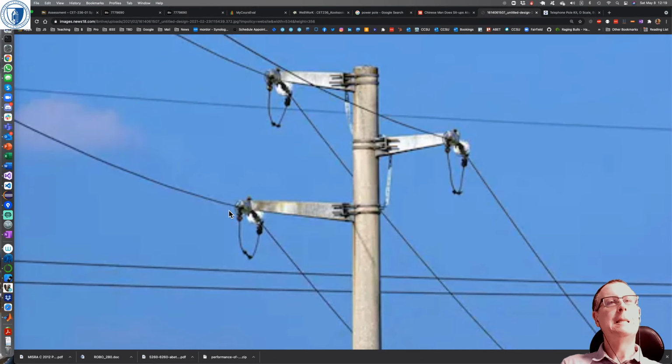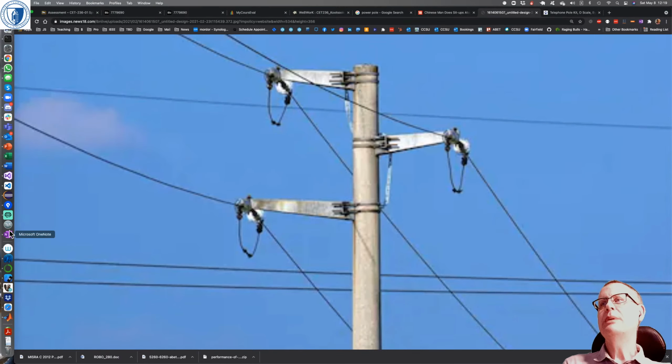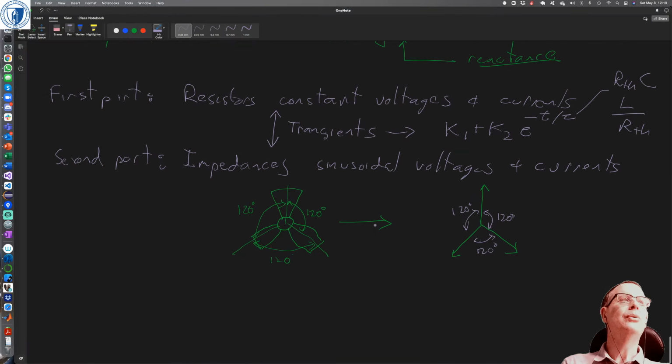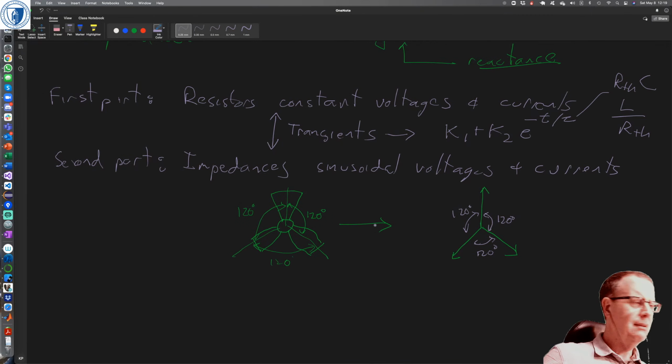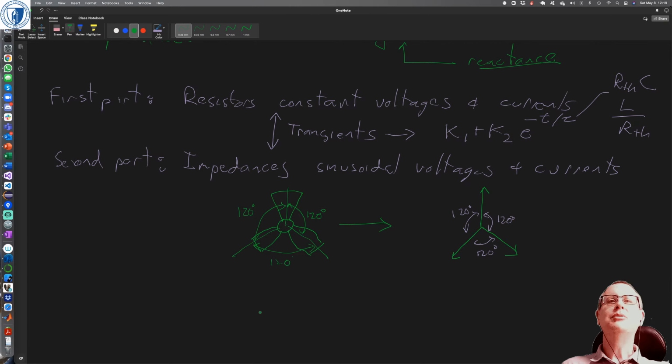Now, one thing we haven't talked about, and I don't believe it's on the exam, but we'll have to check that. And if it is, we'll take it off. Associated with this sort of three-phase circuit are a series of connections, right? And one sort of connection for three-phase circuits is like this.